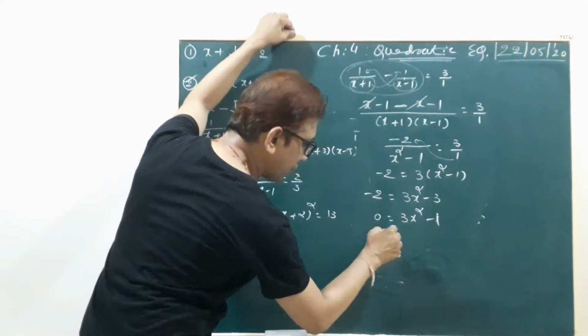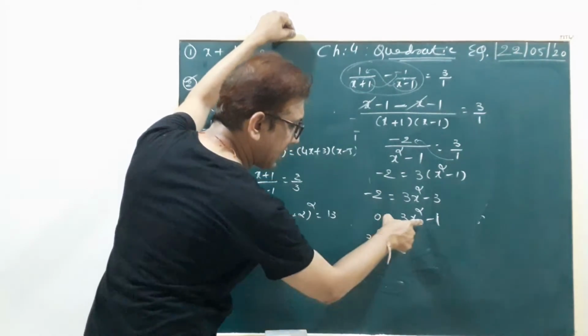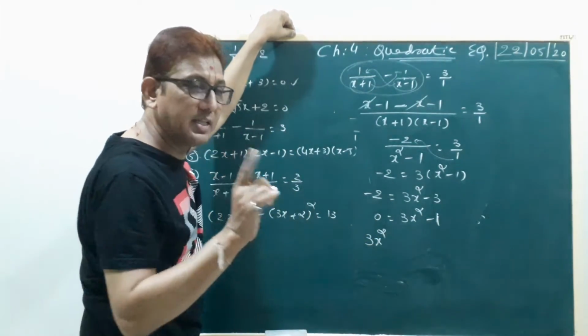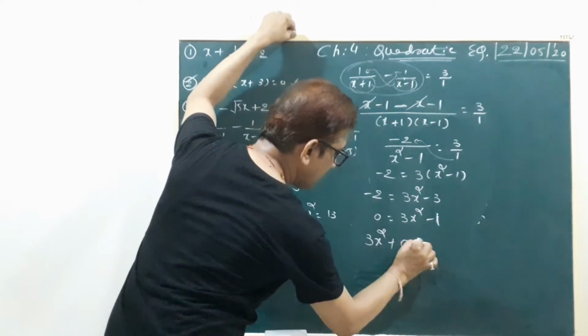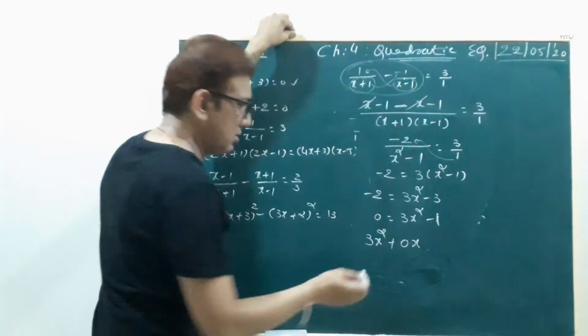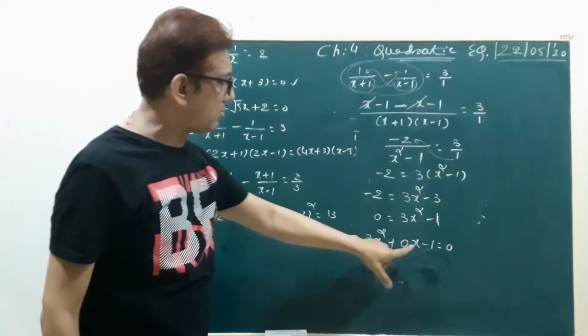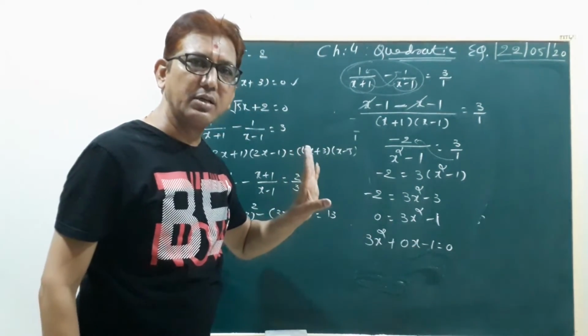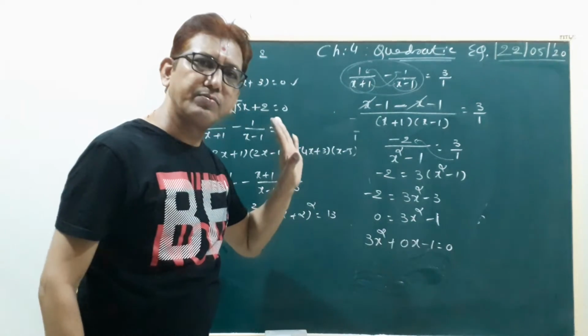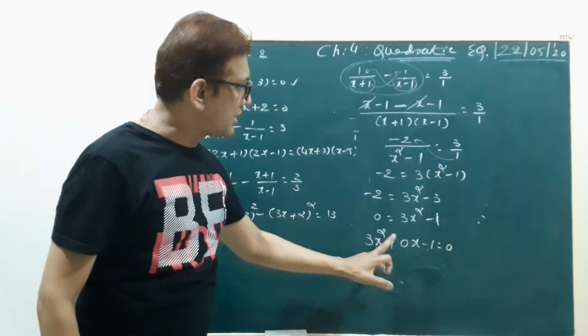We write it in the standard form. First we write 3x square. Here the term of x is not given, so we write 0x, because 0 into any number is 0. Right? So minus 1 equals 0. This is your standard form of the quadratic equation. Here the highest power is 2. Alright? So it is your quadratic equation.